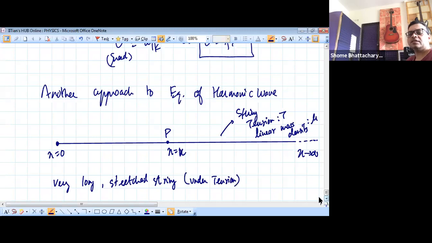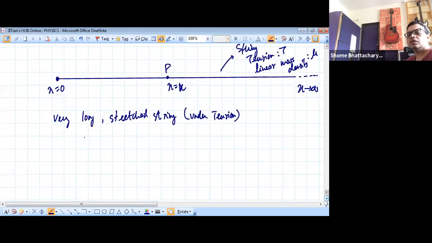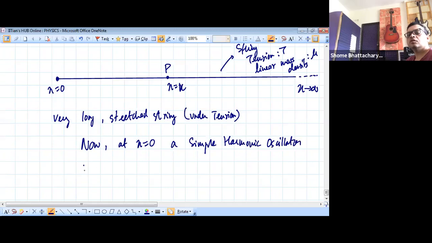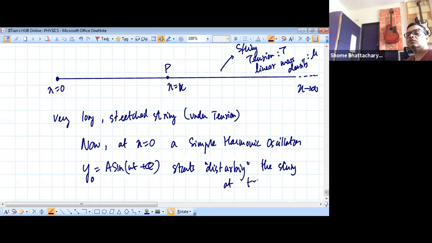And obviously we are assuming it is an isotropic string, so the linear mass density is constant. Now, at x equal to 0, a simple harmonic oscillator given by y equal to E sine(omega t plus phi) starts disturbing the string at t equal to 0. So we just think that we attach an oscillator to the point x equal to 0, which starts forcing the string to go up and down like this according to this equation.